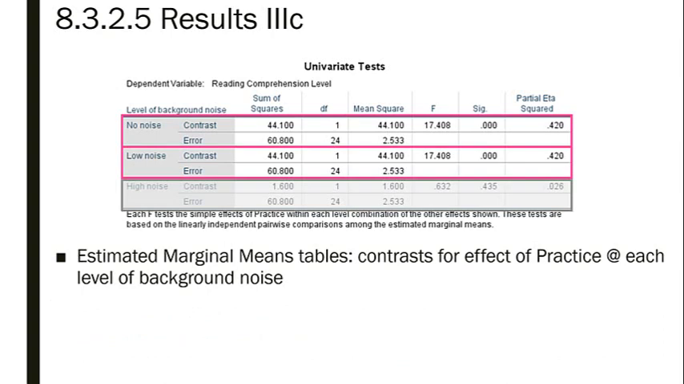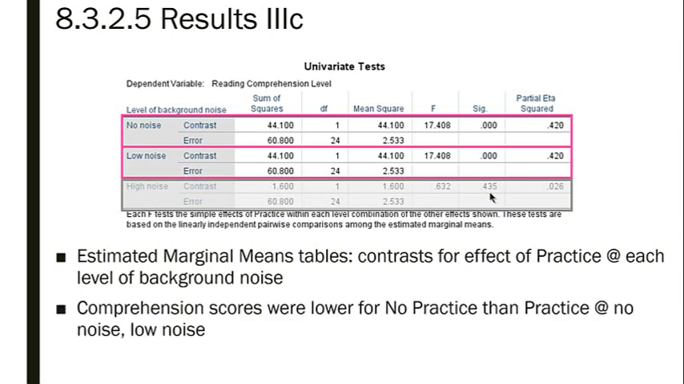So the significance, the p-values for the no noise comparison and the low noise comparison are less than 0.001, which is definitely less than 0.017. And the p-value for the high noise comparison contrast is greater than 0.017. It's actually greater than 0.05. So what this tells us is that comprehension scores were lower for no practice than for practice when there was no background noise and when there was low levels of background noise, but not when there were high levels of background noise.